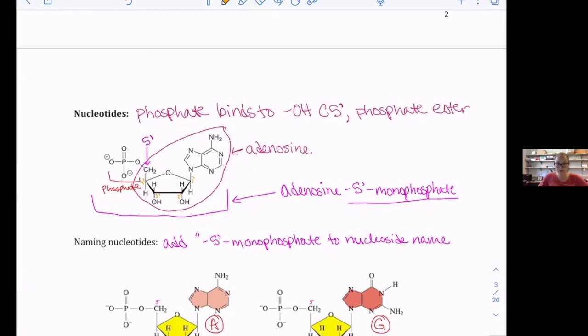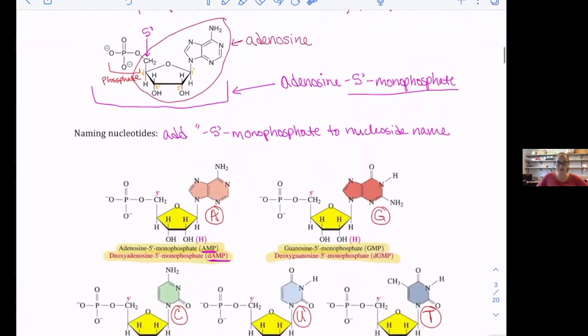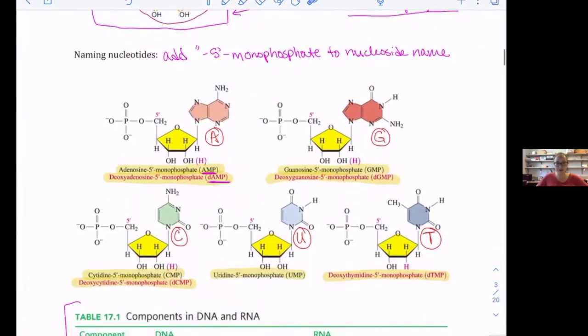So this would be the RNA version, right? Because we still have this oxygen here. So this would be the full name of the nucleotide associated in RNA. So in general, naming nucleotides versus nucleosides, all you really have to do is add the 5' monophosphate to the nucleoside name. So here's a chart showing you all of the different structures and names of each of the different monomers.